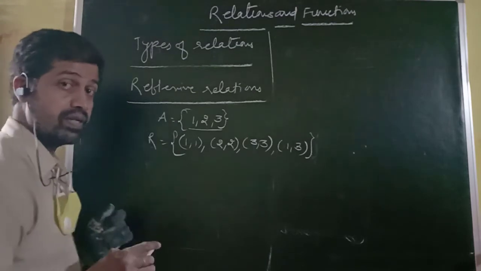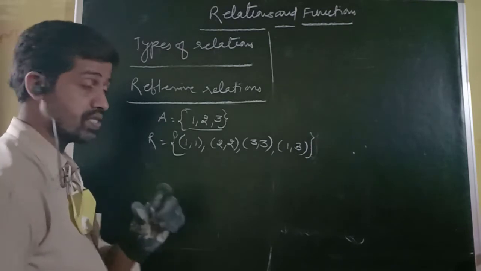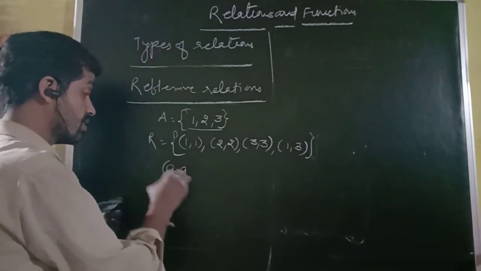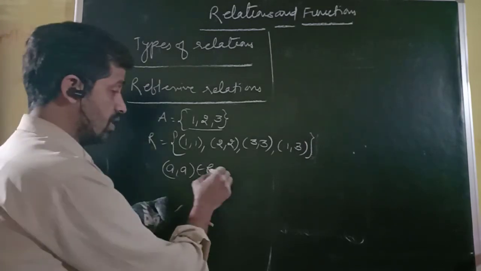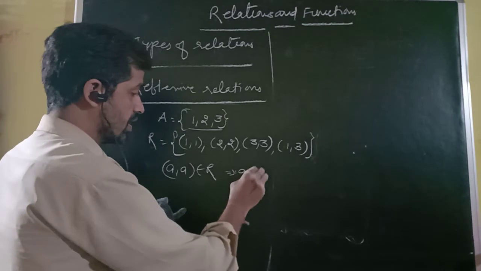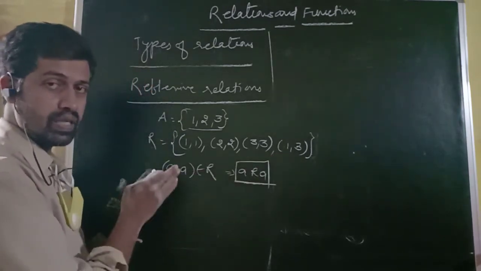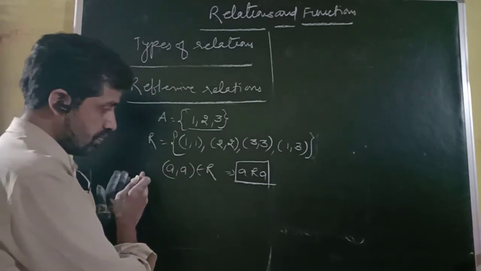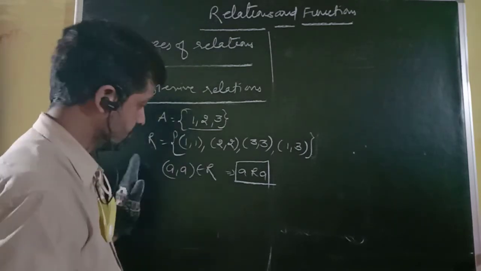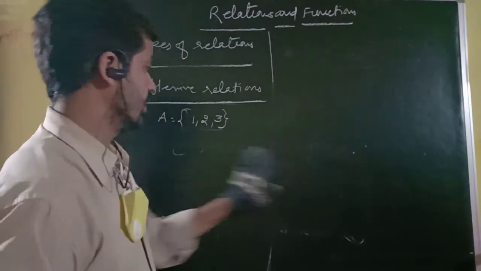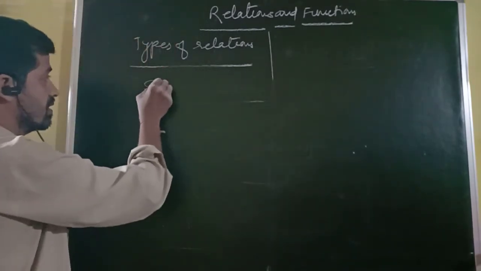So in general, whenever a relation is reflexive, it contains these kinds of elements, or this is also written as a related to itself, that is in general. When we are going to solve numericals, there we will use this concept. Hope it is clear. Next is the symmetric relation. The next type is symmetric relation.